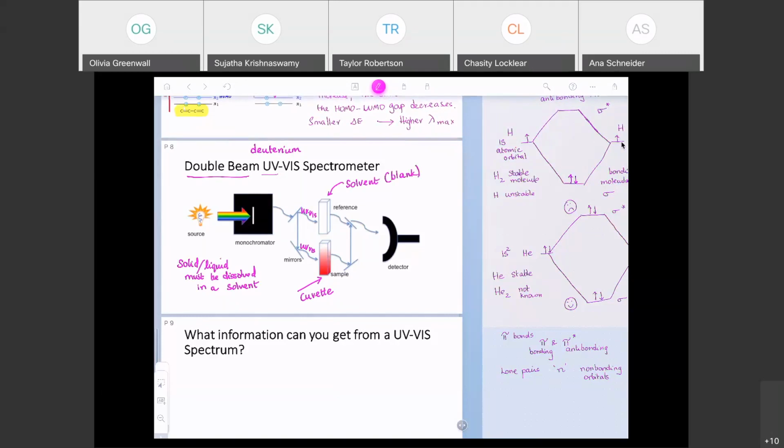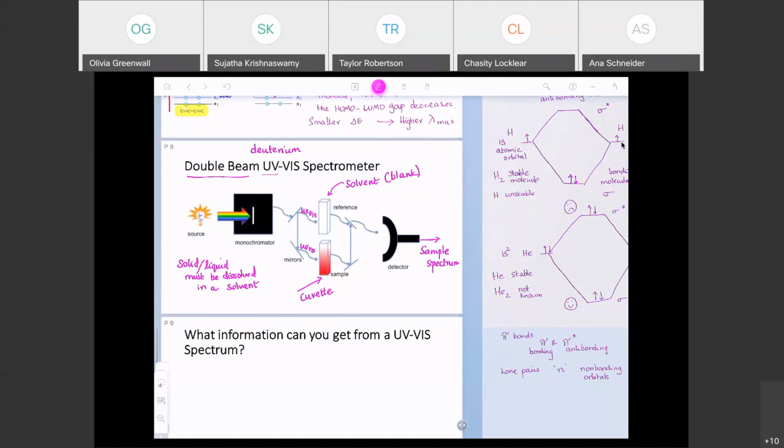So you also take the UV spectrum of the solvent. You also take it for your sample dissolved in your solvent. Your computer will subtract the solvent spectrum from your sample and give you only the sample spectrum. So that's the advantage of a double beam.